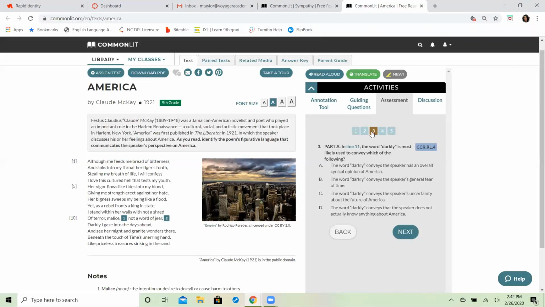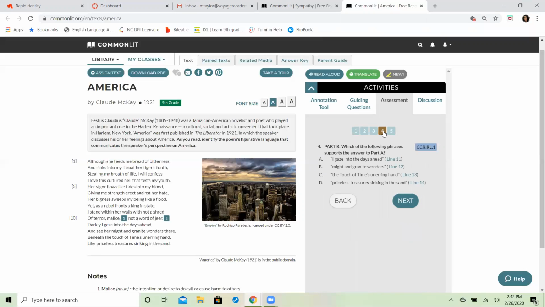Question 3, the word darkly is most likely used to convey which of the following? Again, context clues, students should examine the lines before and after line 11. What is darkly? What is the author's intention behind using that particular word choice? And then question 4, looking at again that phrase darkly and looking at the answer to part A, which one of these quotes also lines up with the intentional use of that particular word?